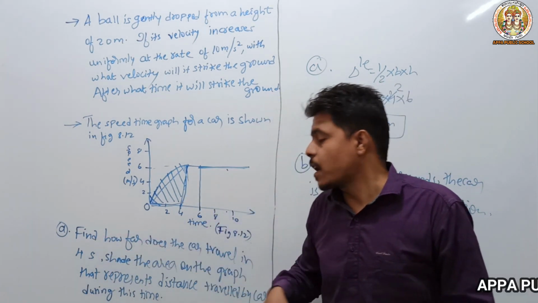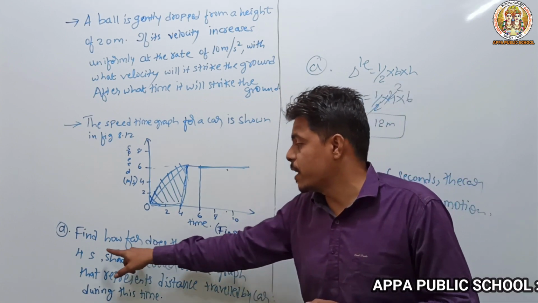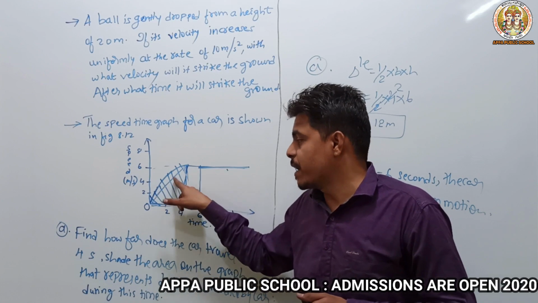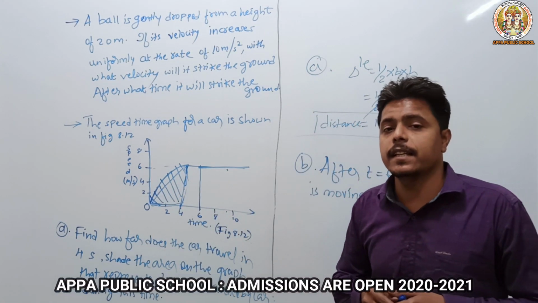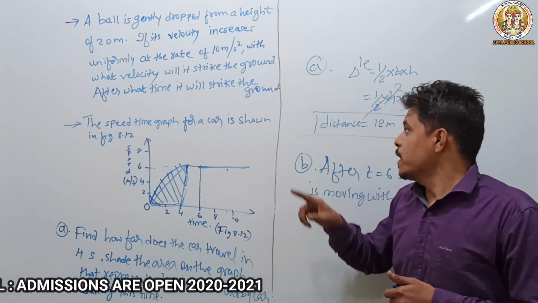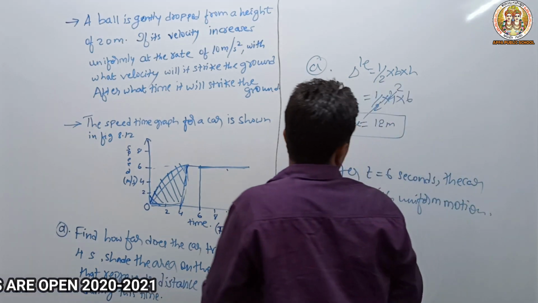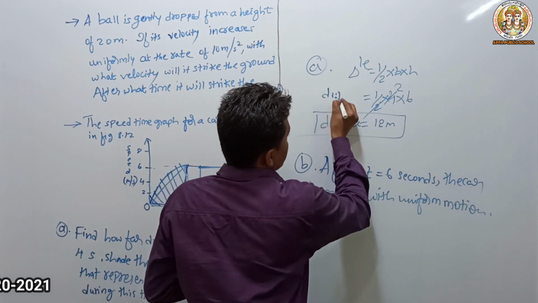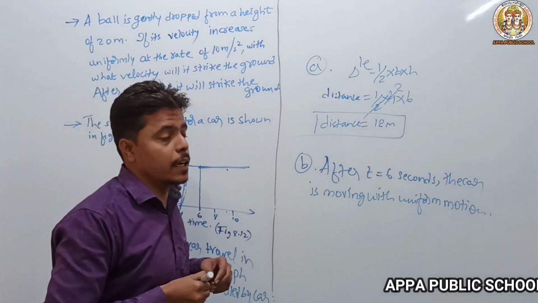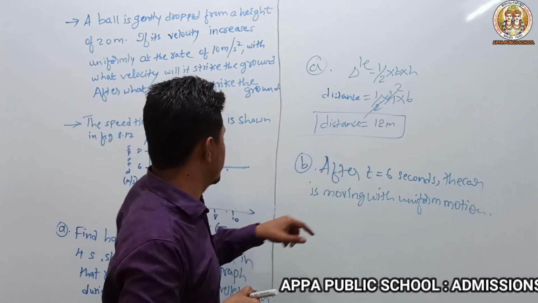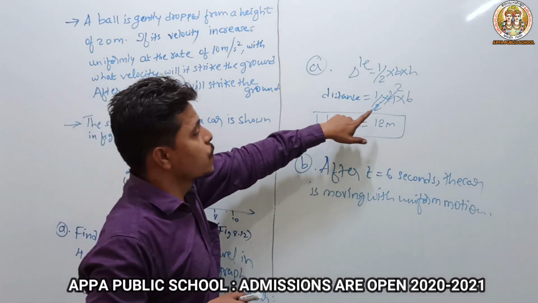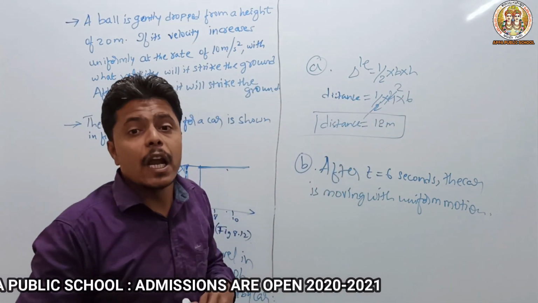So what is the question asked? Find how far the car travels in the 4th second. We have shaded the region, and we are going to find the distance in this question. I am going to use the formula half into base into height. So distance is equal to half into base into height. We have assumed this as a triangle. Here the base we have taken as 4 seconds, the height as 6 meter per second. So half into 4 into 6 is nothing but 12 meter.